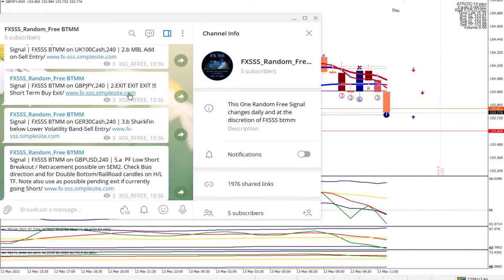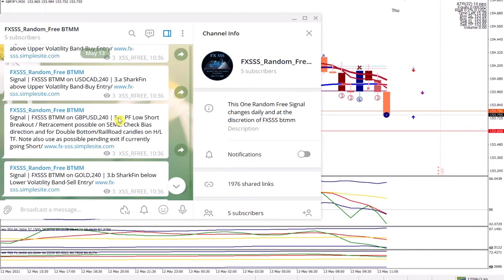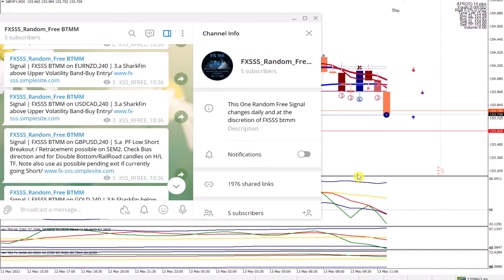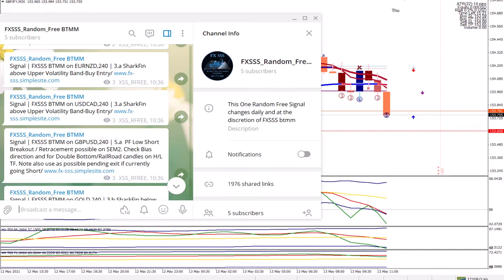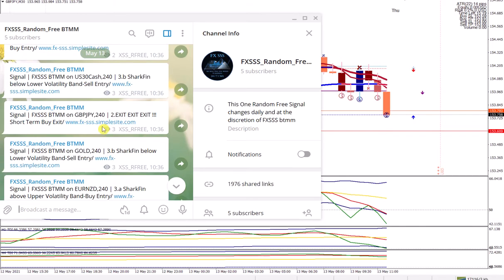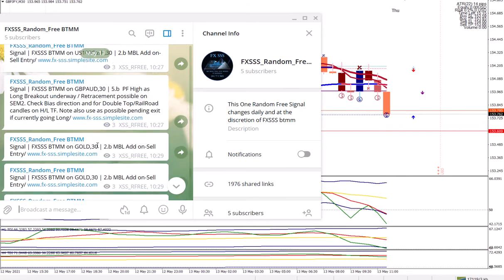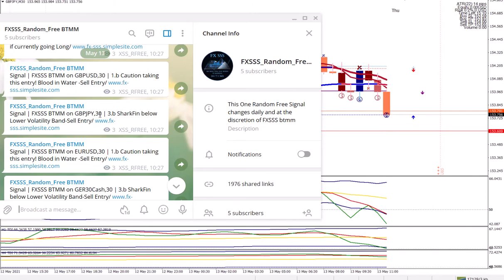Exit, exit, exit. That's a 4 hour. Easy one day. Nine. Yeah, there's a 4. So there ought to be one. So let's just see if I can find it. No, it's back in the same place. Just look for GBPJPY. Shark fin below.